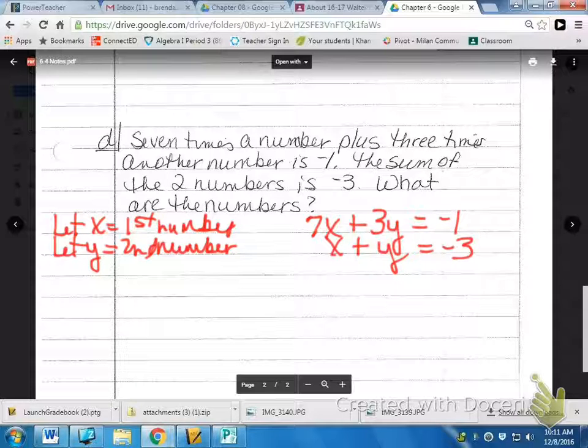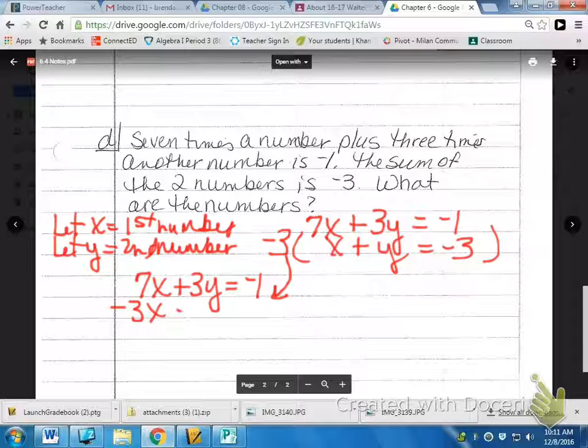What do you think the best way to go about this would be? Tyler, what do you think? x plus y would be 3 times negative 3. That's exactly what I would do. Take the bottom one times negative 3. Since you're going to have to multiply by a negative anyway, go with the smaller amount and make the y's the opposite. So here's what I'm going to do. I'm going to come over here and write the top one as is. 7x plus 3y equals negative 1. And then take that bottom one and write it down below it. Negative 3x minus 3y equals 9.